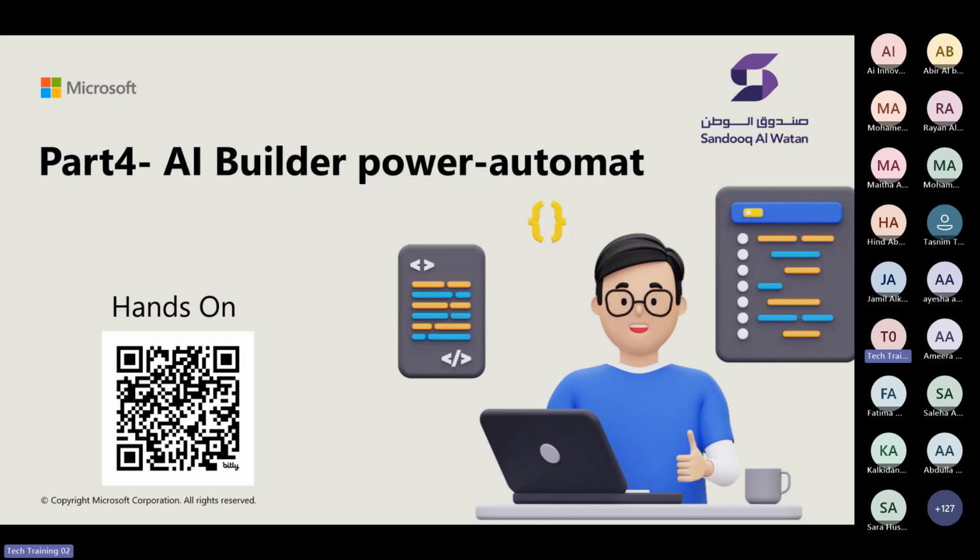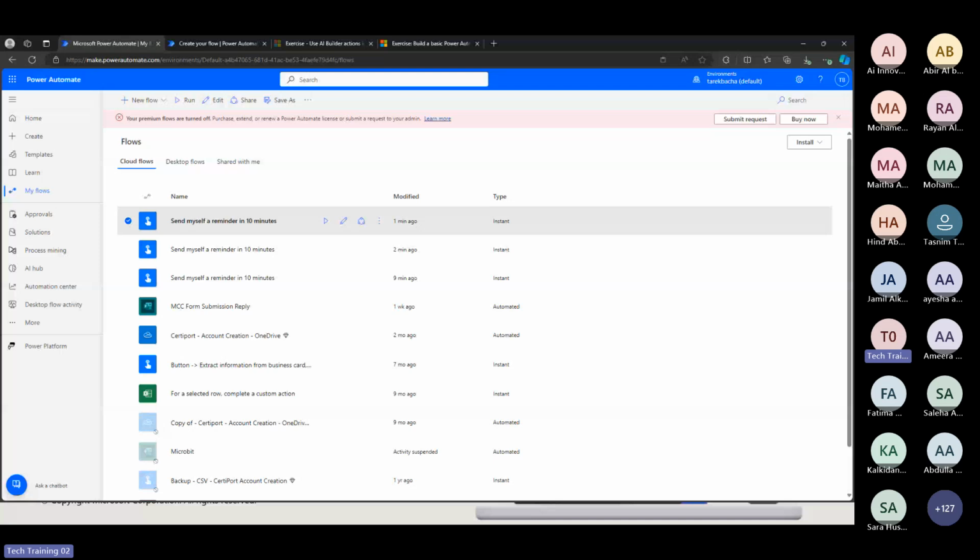Of course, each project or each type of automation needs some tools. So the automation will give you the logic to proceed, but you need maybe other tools to connect with. So we have another hands-on. So this hands-on will be connected with AI Builder and Power Automate. But before, I need to let you see some extra samples of Power Automate.